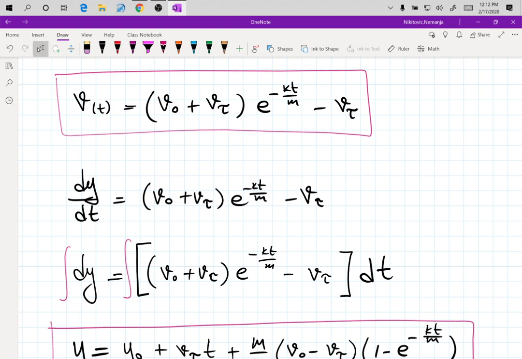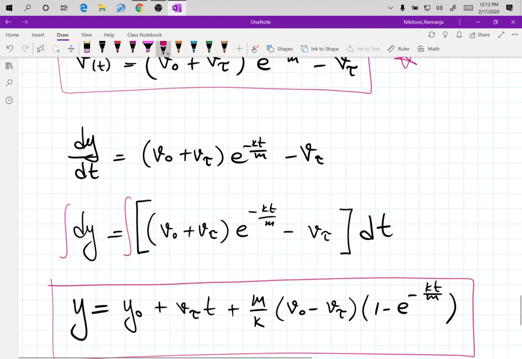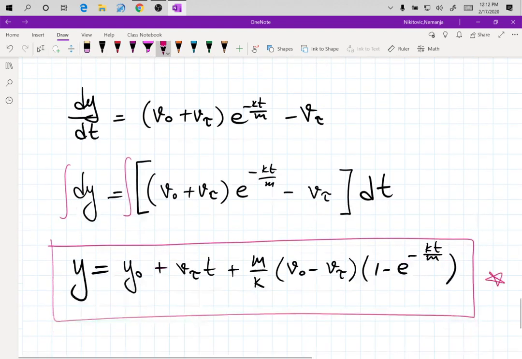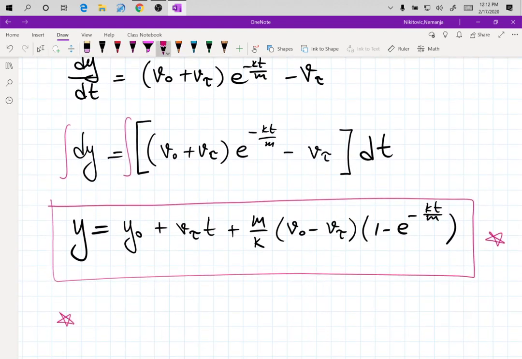So the top equation up there is your speed, and the bottom equation over here, right? So this pair, body moving vertically under the influence of gravity and air resistance.